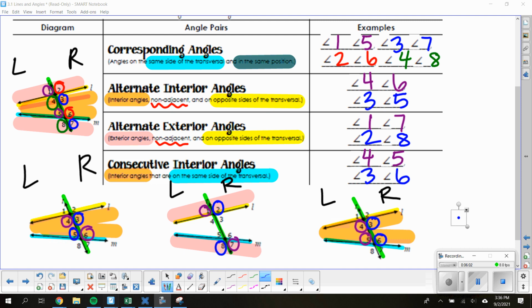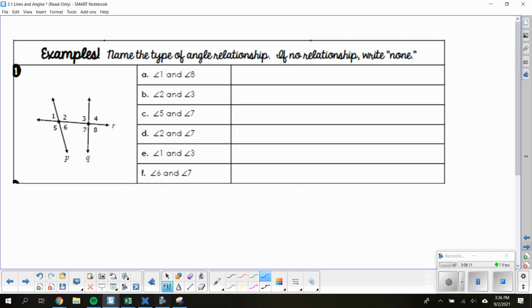Alright, so just take like a little mental note picture of where all those figures are. Hopefully the colors are helpful in organizing. If not, sorry there. Let's try an example.